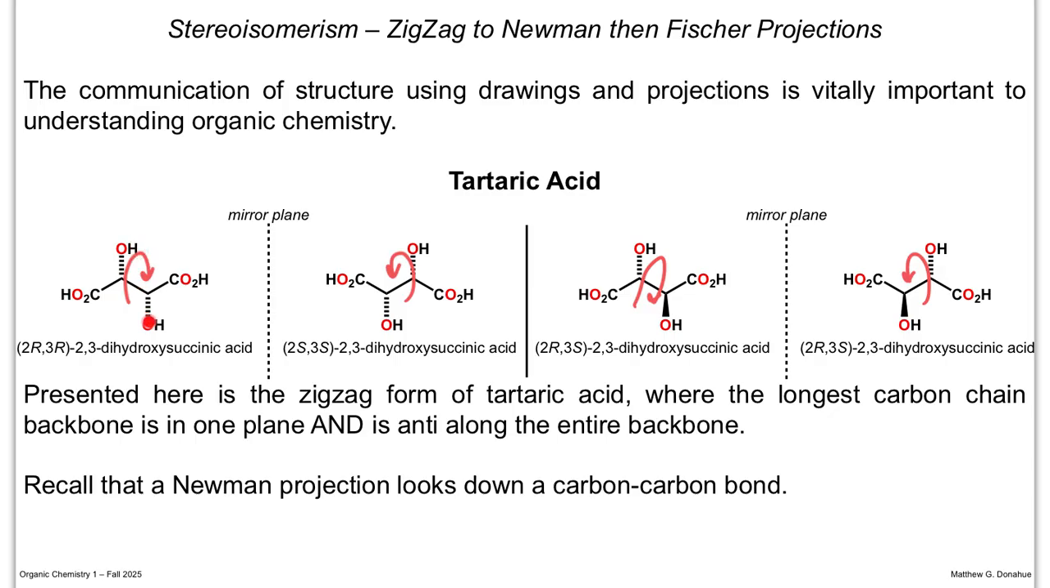In the zigzag, they're next to each other. When you do the rotation, they're going to end up on opposite sides. For this set, they're on opposite sides, but then when you do the rotation, they end up on the same side. And due to everything else, the H and the CO2H being the same, that's when they form the internal mirror plane.